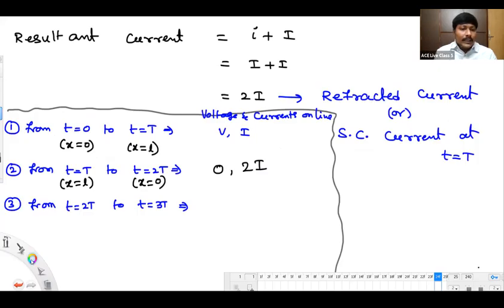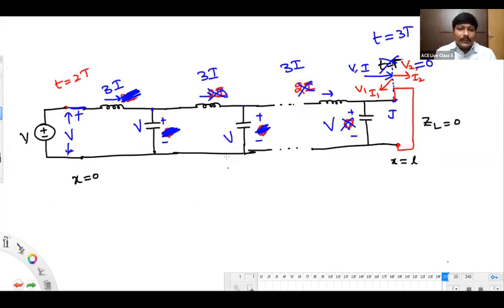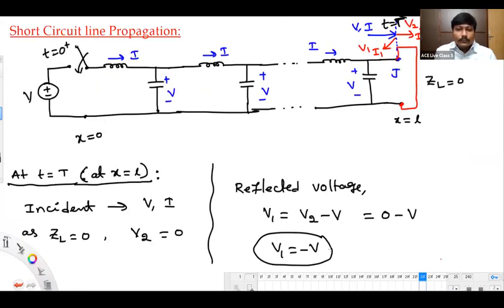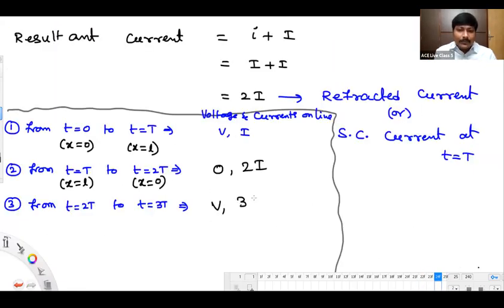So that's the third propagation. Voltage will be V, current will become 3I, and this is a propagation from x equals 0 to x equals L.